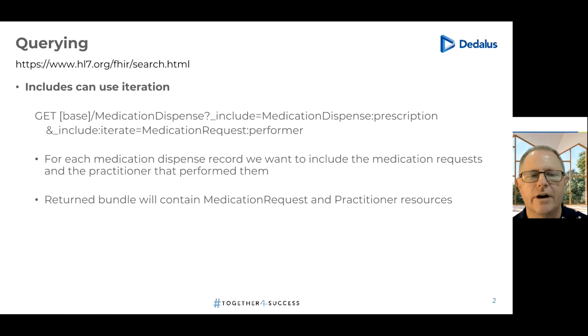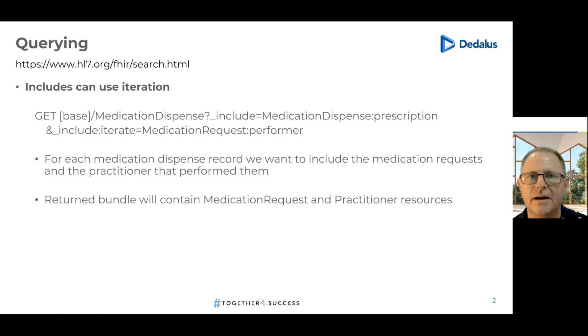We can also iterate through records. With the include, we can say we want to get dispensing records, and for each dispensing record, we want to find out who the practitioner is that prescribed that particular medication. So we can use the :iterate modifier against the _include to make sure that we include that performer or practitioner. What we'll get is the dispensing record, the medication requests, and then the practitioner that performed that particular action.